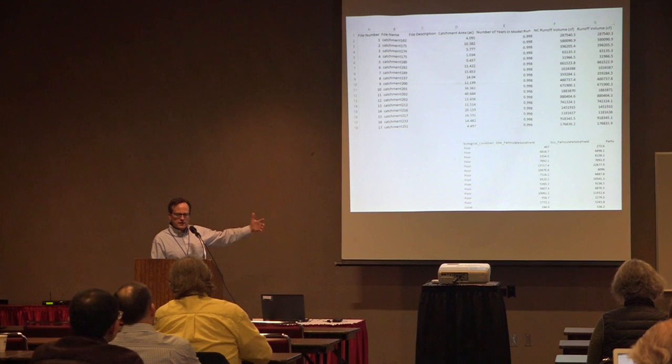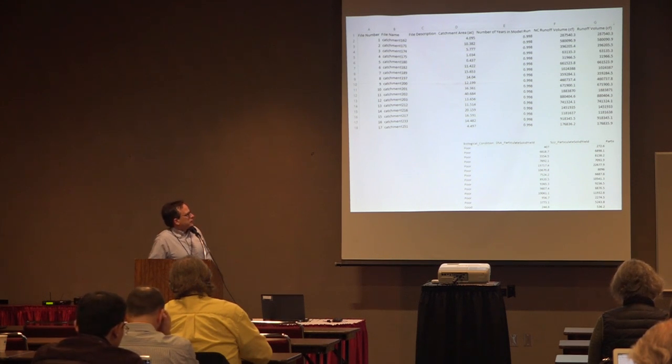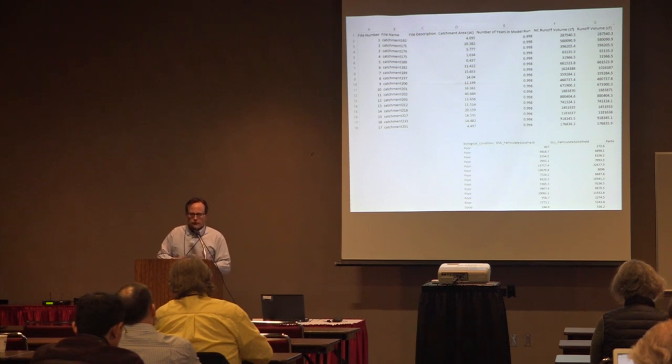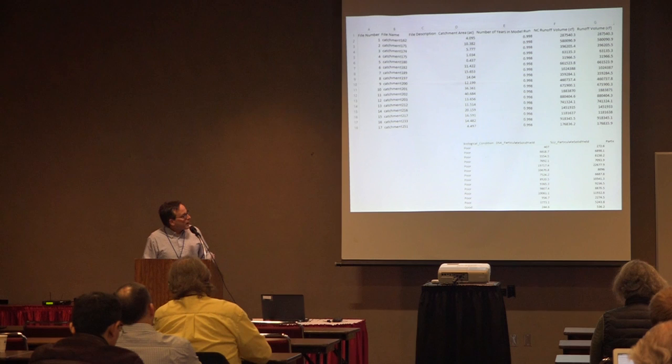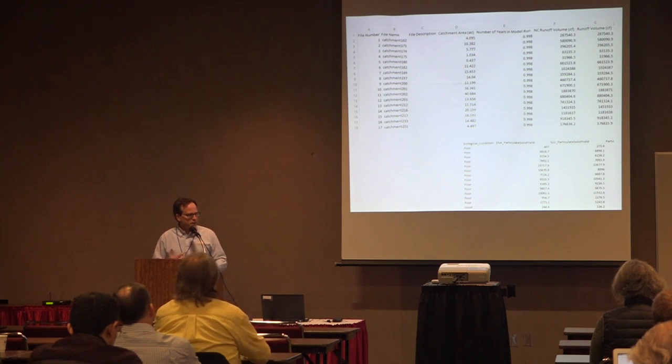Basically it comes out as a text file, a CSV file, comma separated value file, with all the different things that you chose to model. So part of setting up WinSLAMM is you tell it, I want to model sediment, I want to model phosphorus. There's a variety of pollutants you can model. It always models runoff. So it spits out this big CSV file that has all this information summarized for your modeling period for each drainage area, each catchment. So in this case, we had 139 separate drainage areas in this file.